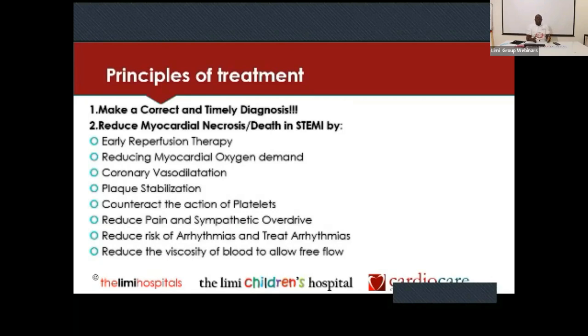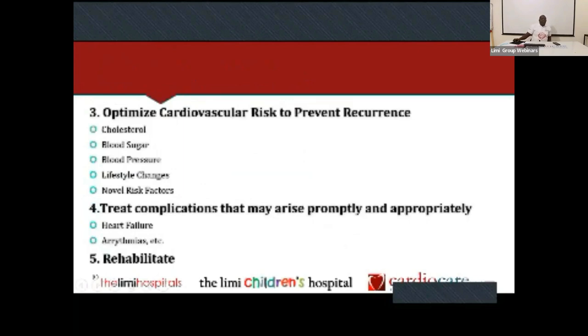Then all other things can follow: inhibiting the process that leads to the formation of the thrombus, inhibiting the action of the platelets, using anticoagulants to make sure that blood flows freely and the viscosity of blood is reduced, using things that will stabilize the plaque, and drugs that help dilate the blood vessel to improve blood flow. These are other things that we'll see as we go on in the treatment. So make sure that you restore blood flow as fast as possible.